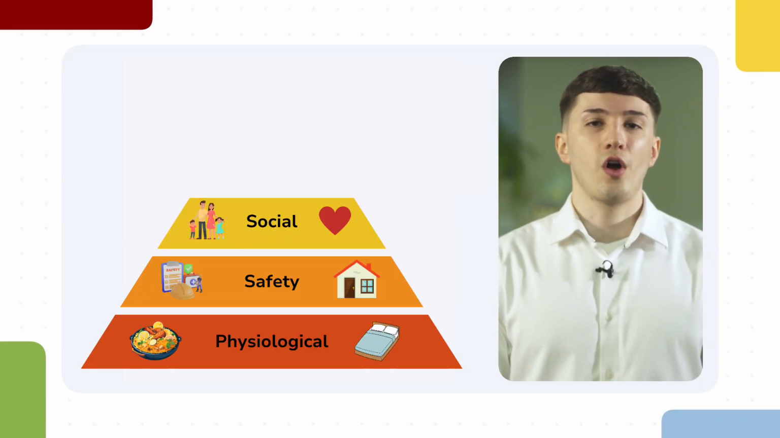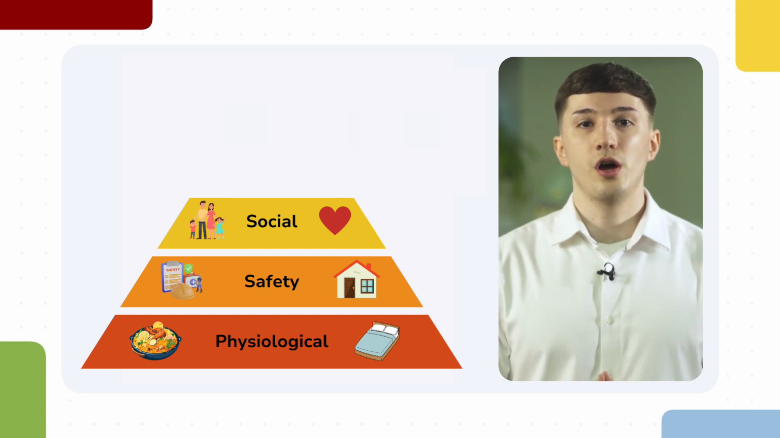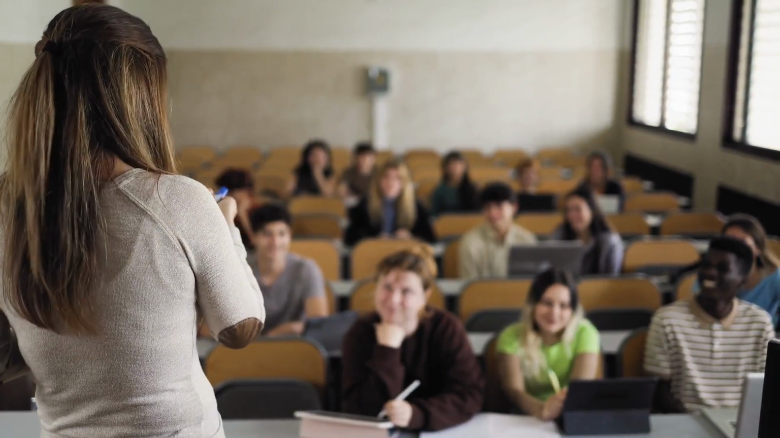Climbing up Maslow's hierarchy, we have our third level, which is our social needs, also known as love and belonging. This highlights our intrinsic desire for social connections and relationships. Think about your school days. Remember the excitement of having your best friend in the class, even if it sometimes leads to distractions? Or recall that one awesome teacher that you really connected with. These connections gave us a boost and a sense of belonging and motivation.